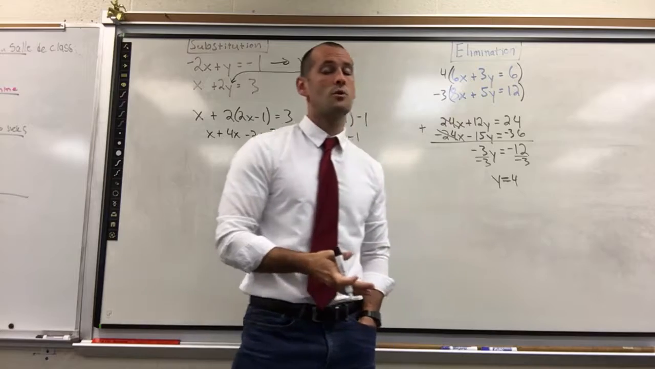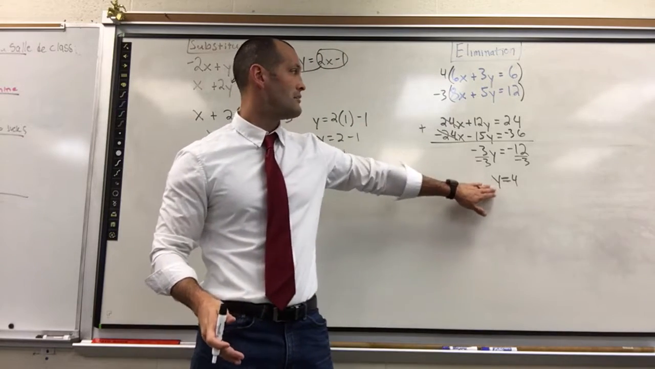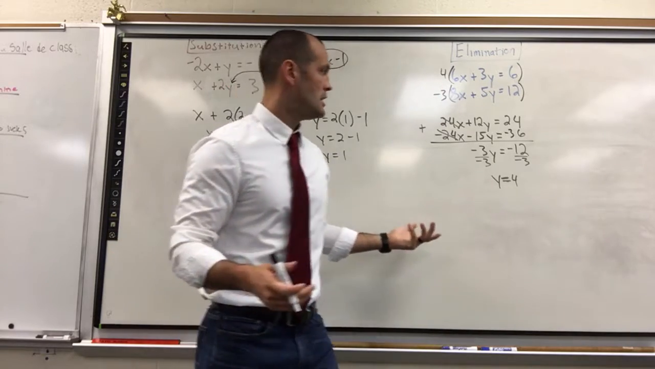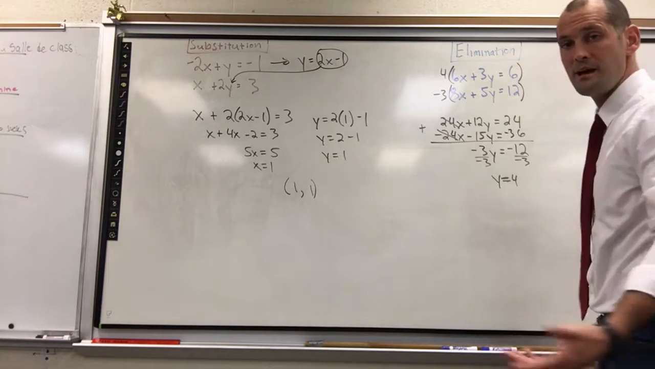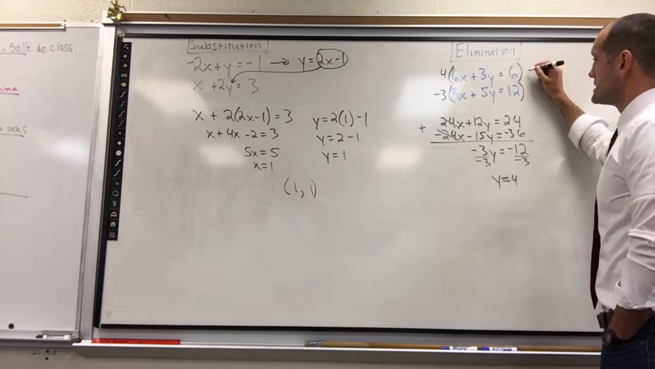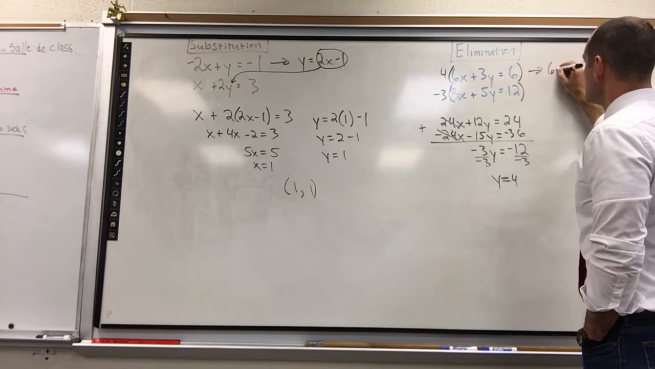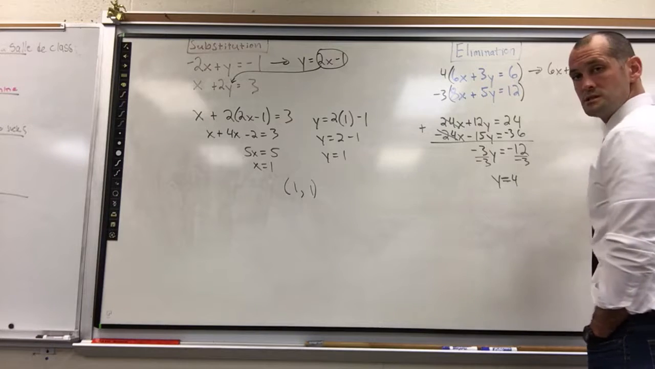Now, same thing. This is a systems of equations. We're looking for a coordinate point. It means an x and a y value. I have the y value, I have to plug back in. Doesn't matter which one I plug it into. The first equation looks like it has some smaller numbers, so I'm going to plug back into that one. So instead of 6x plus 3y, I'm going to make it 6x plus 3 times 4 equals 6.